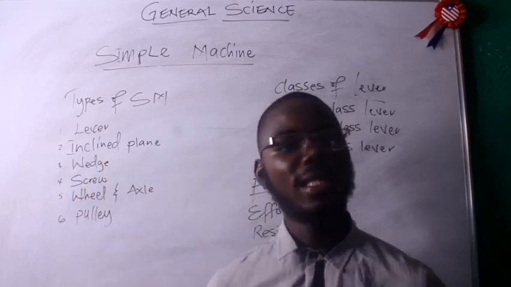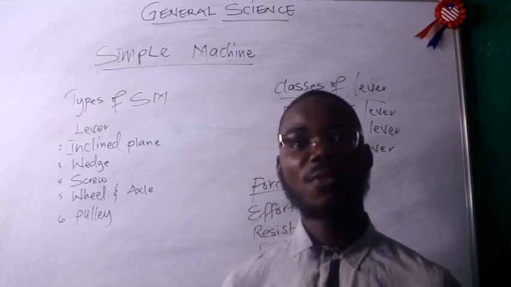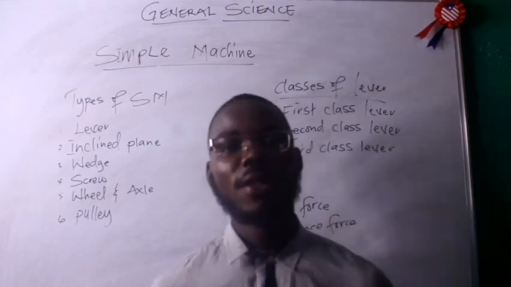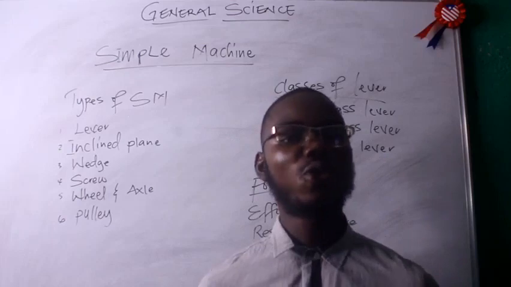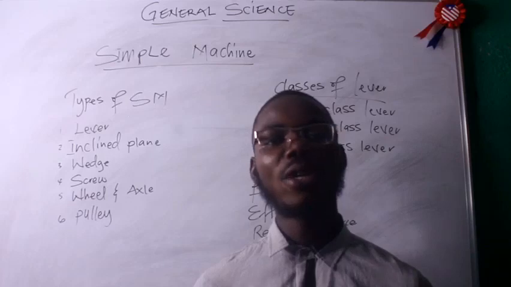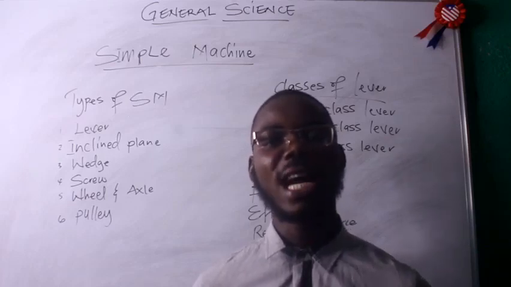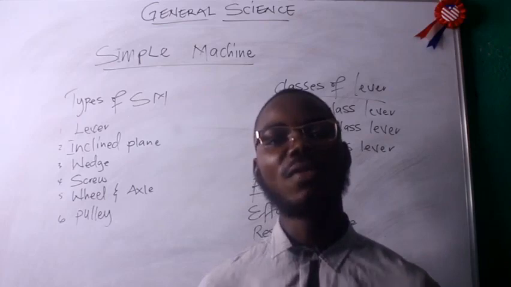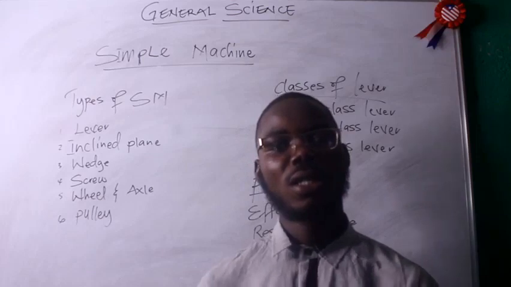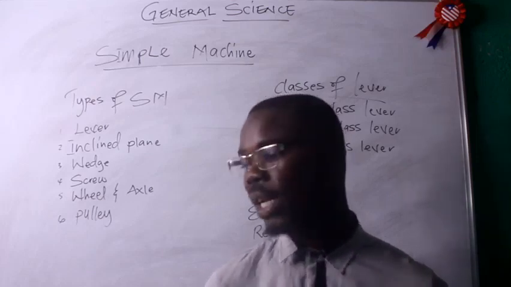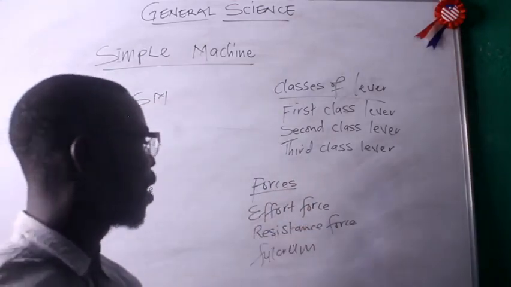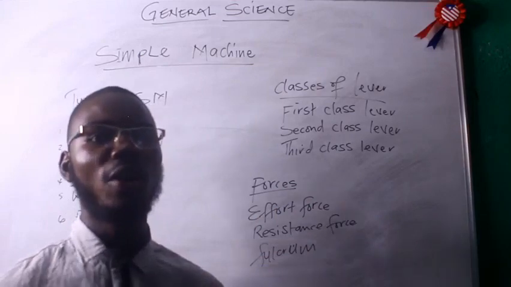Now, a lever is a bar or arm that is free to turn at a fixed point when an effort force is applied. There are 3 classes of lever, and those 3 classes are known as the first class, the second class lever, and that of the third class lever. Now, these classes of lever are based on the position of the effort force, the resistive force, and that of the fulcrum. Now, what is effort force? Effort force is a force applied to move an object.